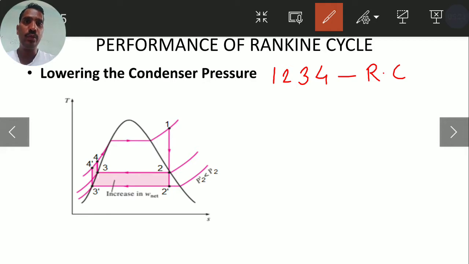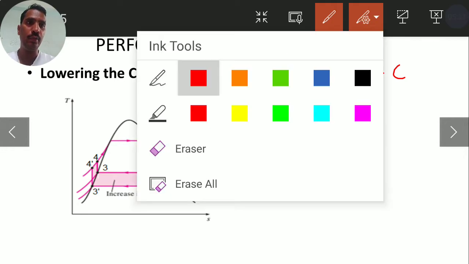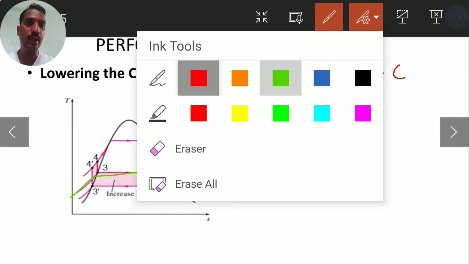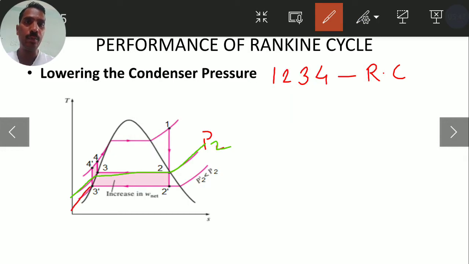Then if you reduce the condenser pressure from P2, this is pressure P2, I will draw with a green color. The green color line is the reference pressure or initial pressure. Now this pressure is reduced to P2 dash, that I will mark as a red color line. The red color line is the P2 dash pressure. So condenser pressure is reduced from P2 to P2 dash.